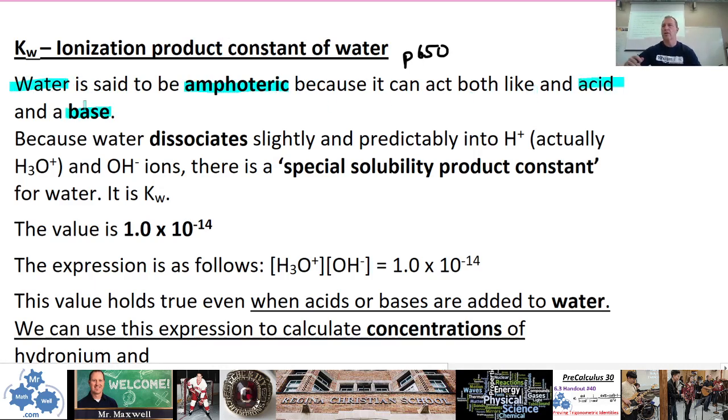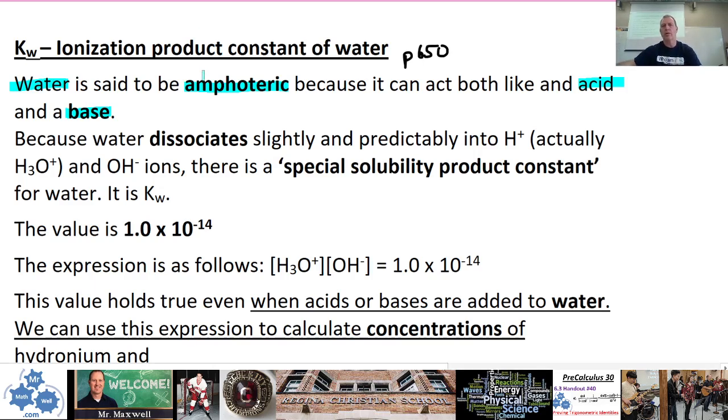So we've talked about this characteristic of water before. It's very important. In the presence of a strong acid, it will act as a base and absorb that proton that the acid gives off. In the presence of a strong base, it will donate its proton, therefore producing those OH minus ions in solution. So water, very special, can act both like an acid and a base.